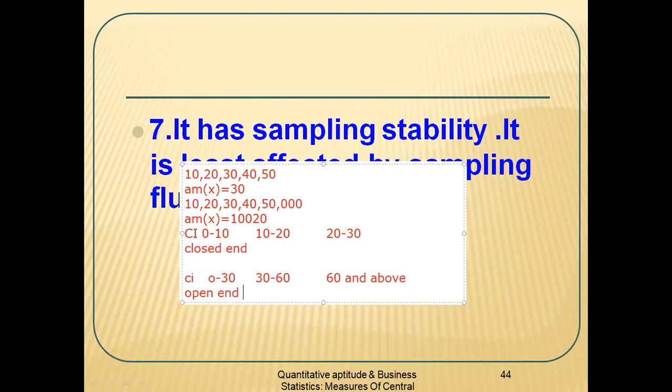In case of open-end class interval, the best measure of central tendency is median, not arithmetic mean. That is the disadvantage in the arithmetic mean, by which we are learning median. Why median came into existence: in case of open-end class interval, arithmetic mean cannot be ascertained. Therefore, we go for median. Is the concept we have discussed today clear to you all?